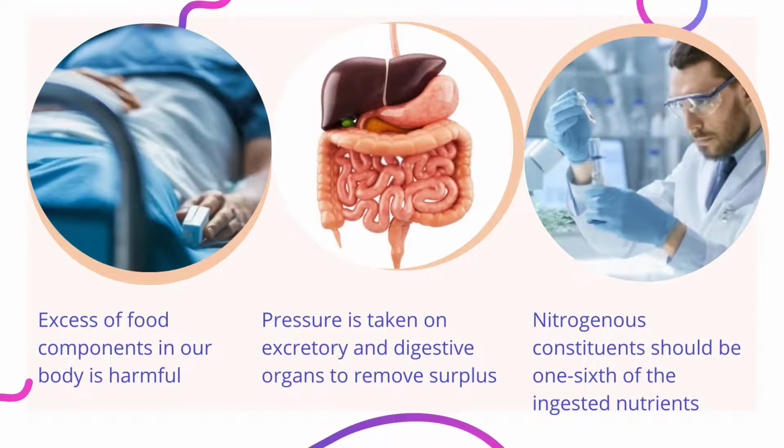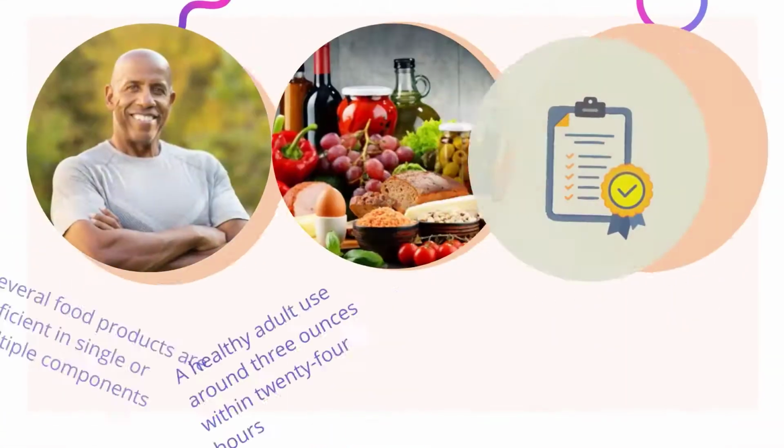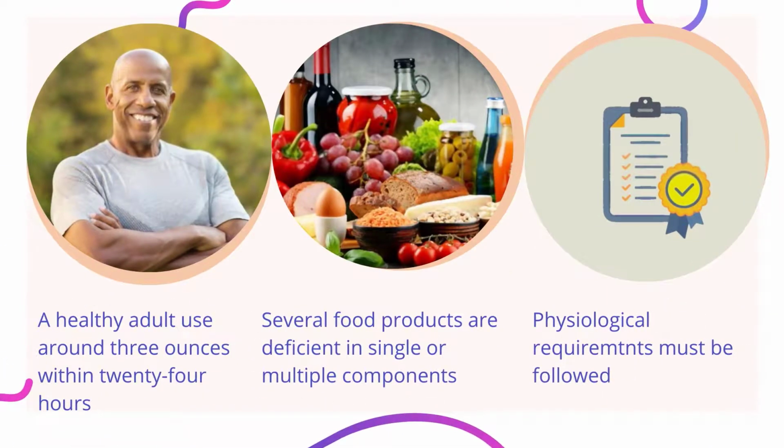To make the food completely in line and satisfy the system's criteria, a relative amount of 6 carbonaceous to 1 nitrogenous needs to be supplied to the body. Scientists have researched and experimented very closely to establish the amounts of each food component essential for people's everyday nutrition under various living conditions. It was concluded and widely agreed that nitrogenous constituents should represent 1/6 of the ingested nutrients. A healthy adult of medium weight will only use around 3 ounces within 24 hours doing a modest amount of work. Several food products are deficient in single or multiple components.